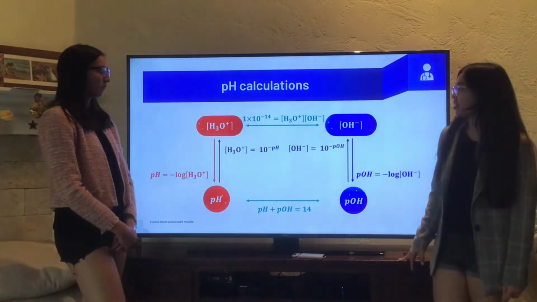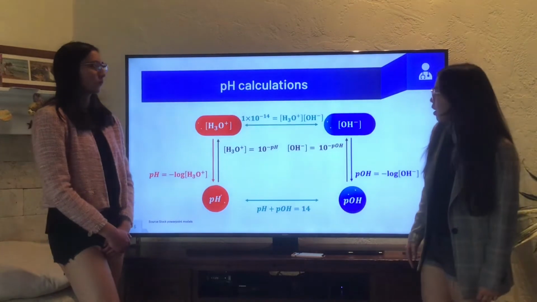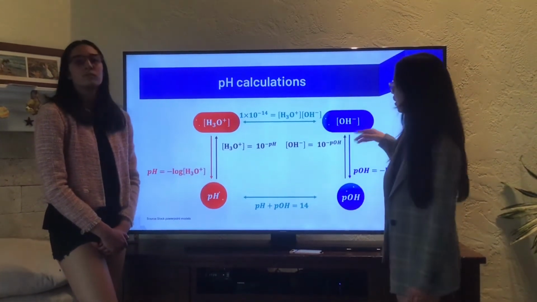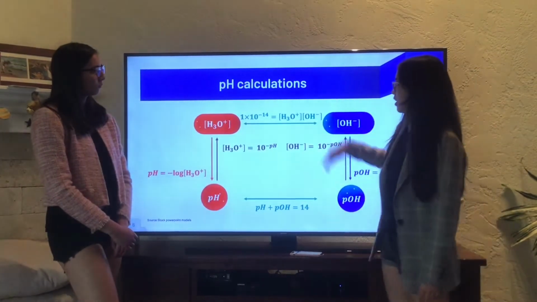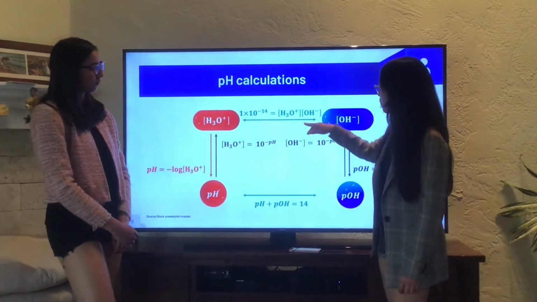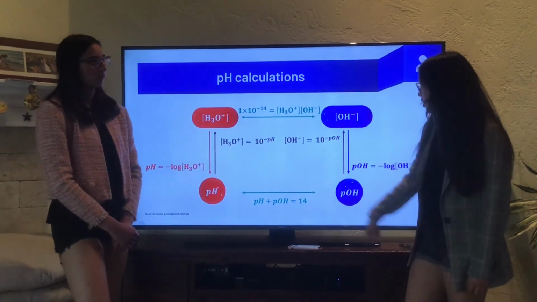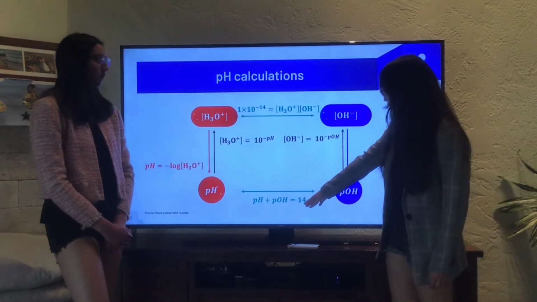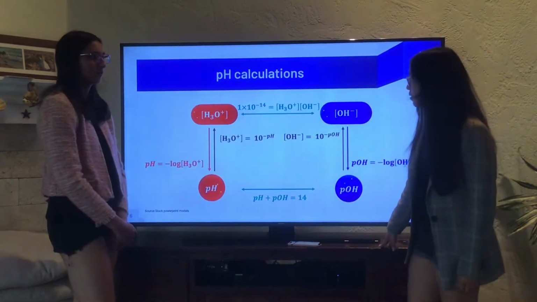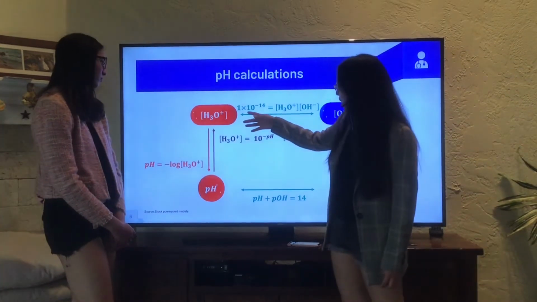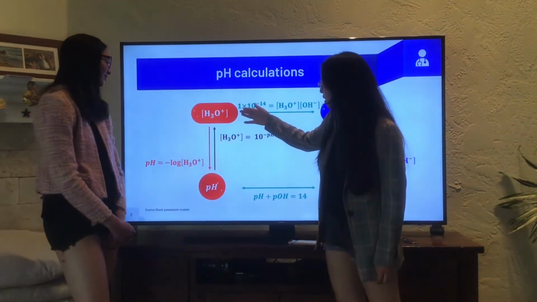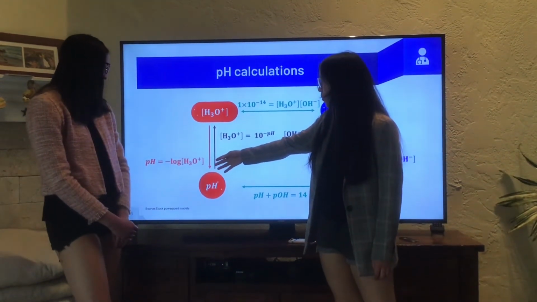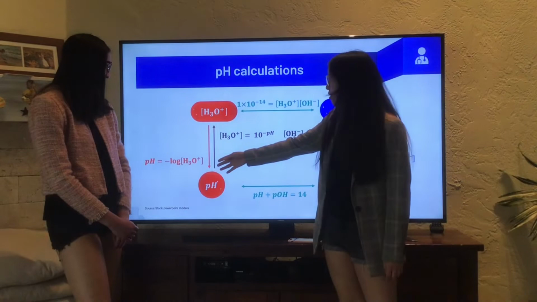There are a few key calculations to know about pH. Firstly, to go between the concentration of hydronium and the concentration of hydroxide, Kw is equal to both of the concentrations multiplied. To go between pH and pOH, pH plus pOH is equal to 14, which is the midway point of both. And to go between the concentration of hydronium and pH, you take the negative log of the hydronium. P represents negative log for anything.